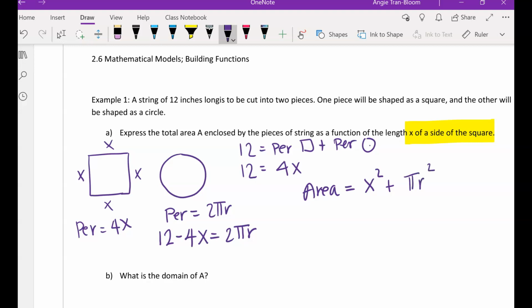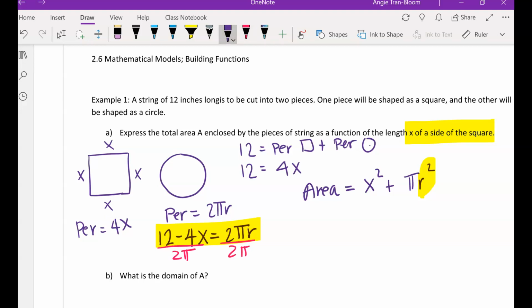But the instruction said I want the total area with what variable? In terms of x and only x. You have a problem. You have this r squared right there. What are you going to do? Substitution. From what? 12 minus 4x. There's another equation, and it has r in it. So you would have to take that and do what? Isolate r. Divide both sides by 2 pi.